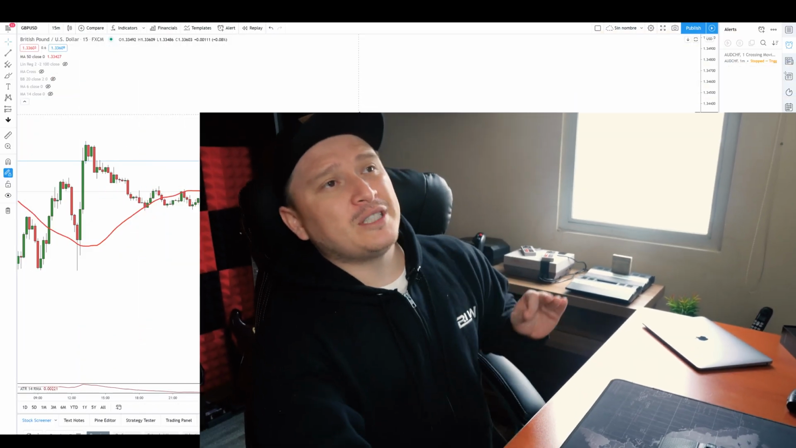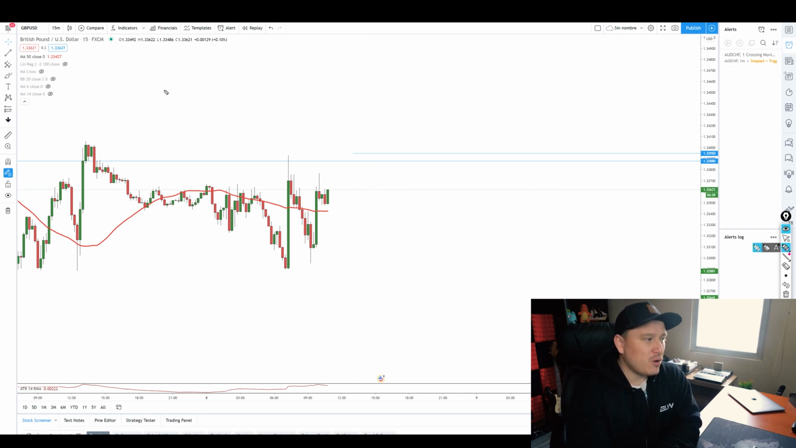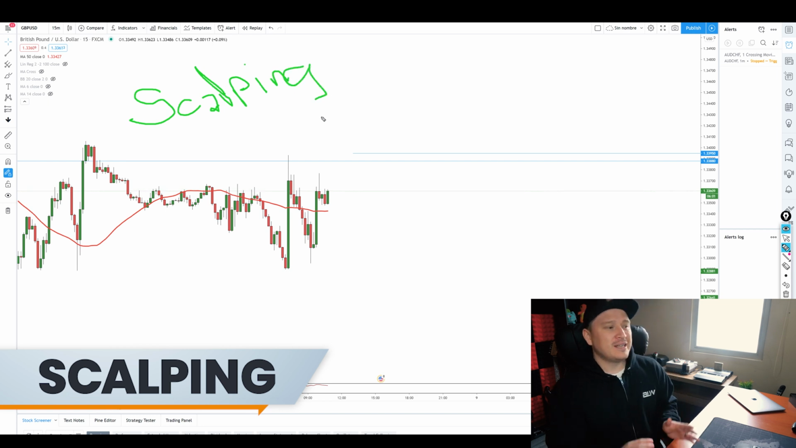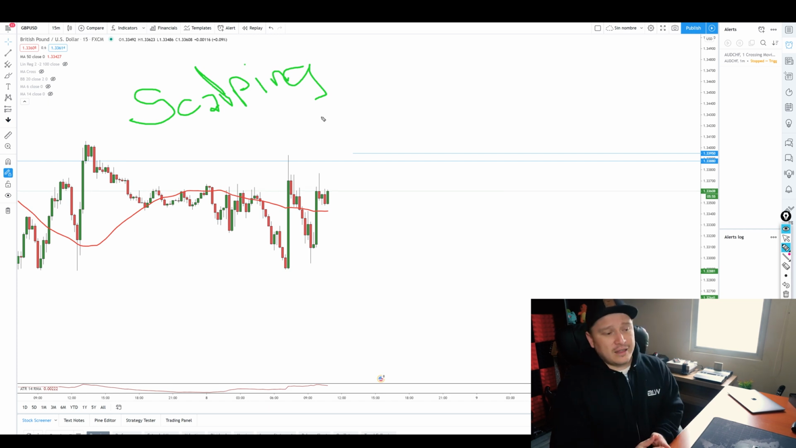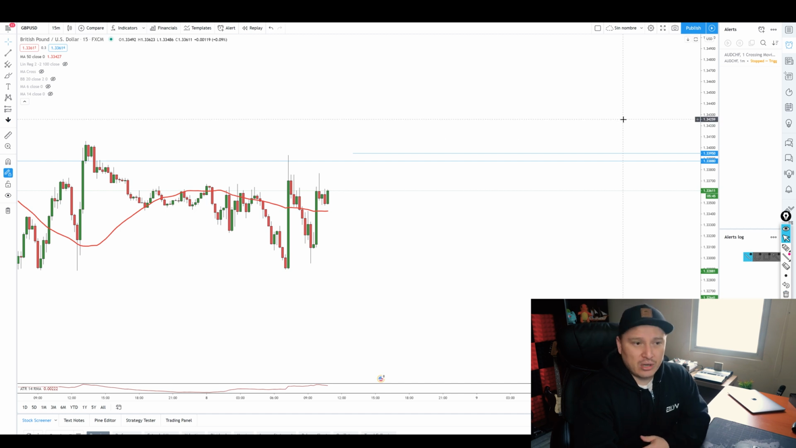Alright everyone, for this specific video, I'm going to be using TradingView. But before I jump into the settings, I want to explain what scalping is, because many people ask, what is scalping? Let me write it down right here. Scalping is basically taking fast trades. This means 5-minute trades, 10-minute trades, even 1 hour could be considered scalping and so on. So if that's what you're looking for, then this strategy is for you.